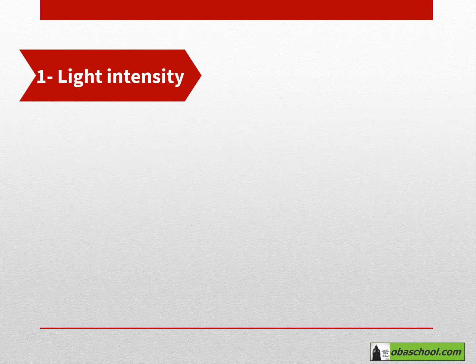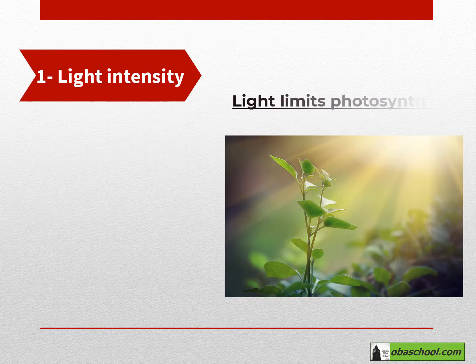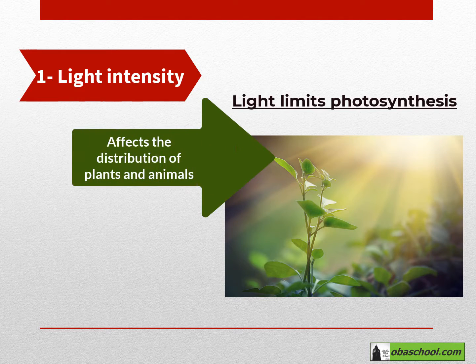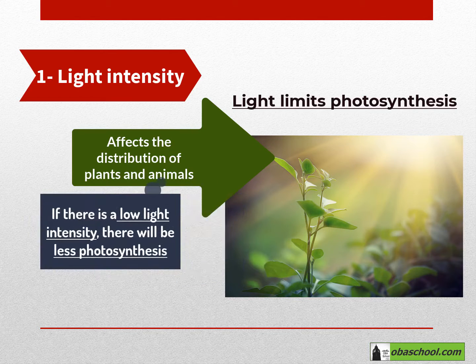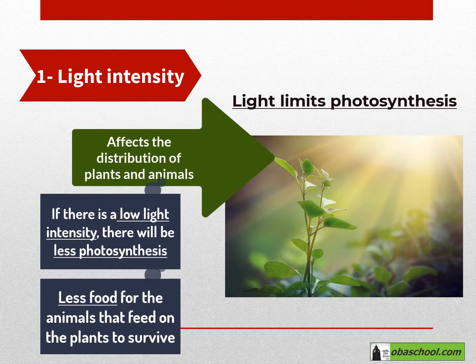First, we have the light intensity. Well, we know that light limits photosynthesis in the plants. So, the light intensity will also affect the distribution of plants and animals. This is because if there is a low light intensity, then there will be less photosynthesis, and this will create less food for the animals that would feed on the plants to survive.